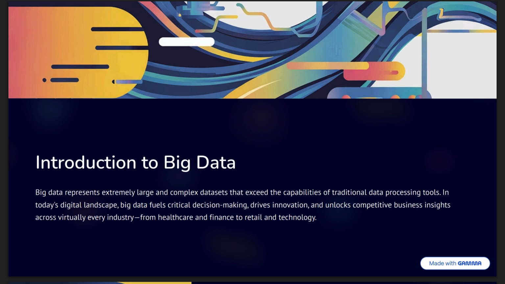Why is big data important? Because it helps organizations make better and faster decisions. For example, in healthcare, big data helps doctors predict diseases earlier and personalize treatment. In finance, it helps detect fraudulent transactions. In retail, it helps companies understand customer behavior and offer personalized deals. In technology, it supports AI and machine learning systems to make accurate predictions. In short, big data acts as the foundation of data-driven decision making across all industries today.